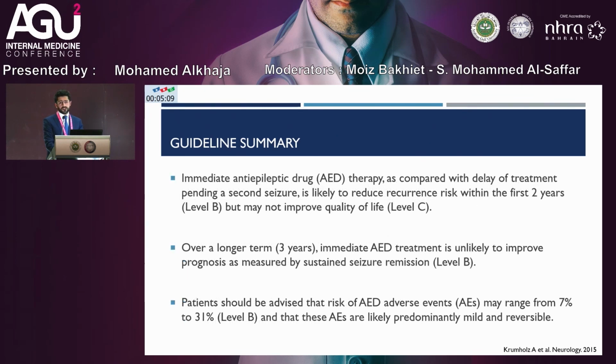Now, immediate anti-epileptic drug therapy as compared with delay of treatment pending a second seizure is likely to reduce risk of recurrence within the first 2 years, but may not improve quality of life. That's why we said you have to discuss the option with the patient. Over the longer term, which is 3 years, immediate anti-epileptic drug treatment is unlikely to improve prognosis as measured by sustained seizure remission, and patients should be advised that the risk of anti-epileptic drug adverse events may range from 7 to 31%, and that these adverse events are likely mild and reversible.